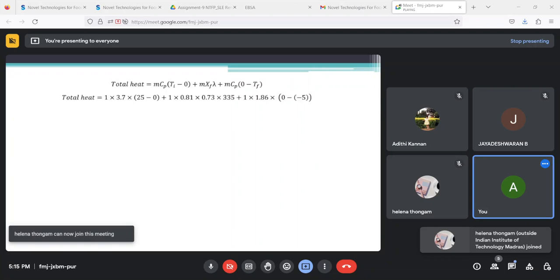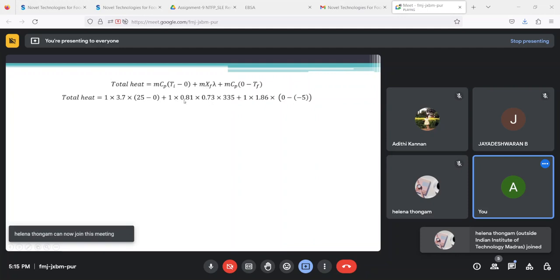So the total heat is equal to 1 kg of raspberries into 3.7, which is your Cp above your freezing point, into 25 degrees Celsius, which is your initial temperature, minus 0 degrees Celsius. So this is your first process. Then the second process, which is 1 kg of raspberries, which is mass, into xf. So xf is the total amount of moisture that can be frozen, which is, you already have only 81% of moisture, which is 0.81, into 0.73 is the one that can be frozen. So hope this part is clear.